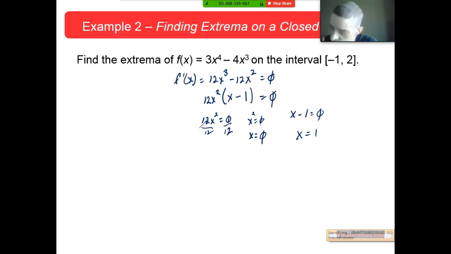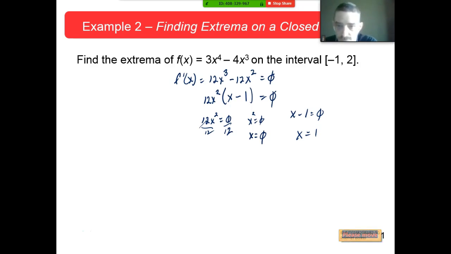So, are there any places where this derivative, what's the other thing we consider about the derivative? Where it's equal to 0, we did that one. Or where it doesn't exist. Is there any place that derivative doesn't exist? No, that's a polynomial function. 12x cubed minus 12x squared. Polynomial functions exist everywhere.